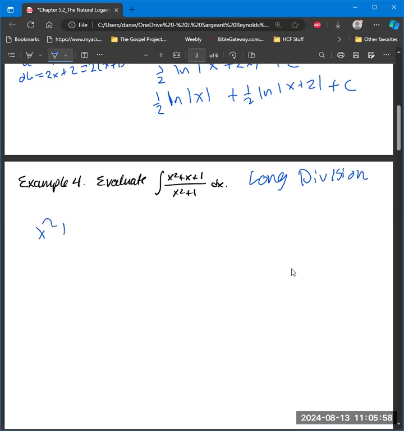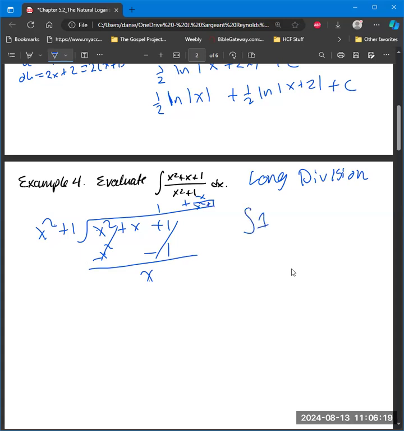So we want x squared plus 1 into x squared plus x plus 1. So x squared goes into x squared 1 time, multiply through by x squared and 1, change my signs and add. Now it's proper that x has a lower degree than x squared plus 1. So that becomes the integral of 1 dx plus the integral of x over x squared plus 1 dx.